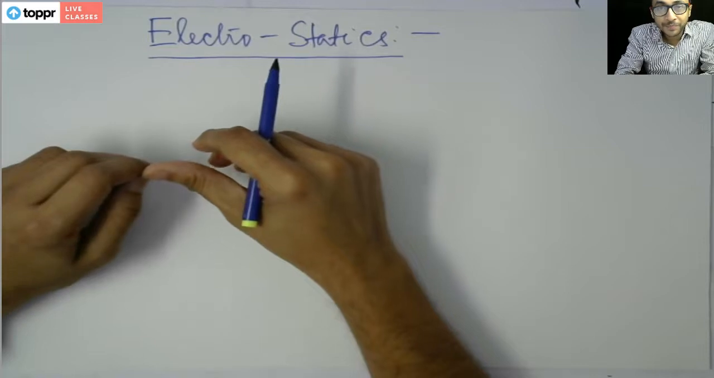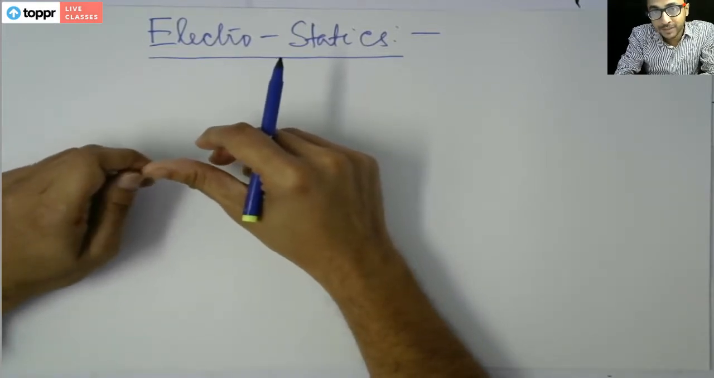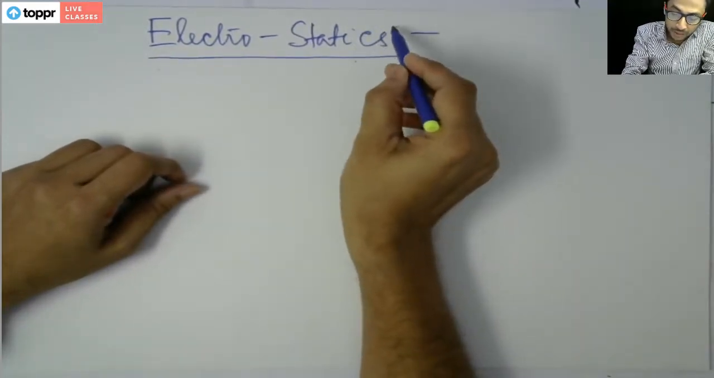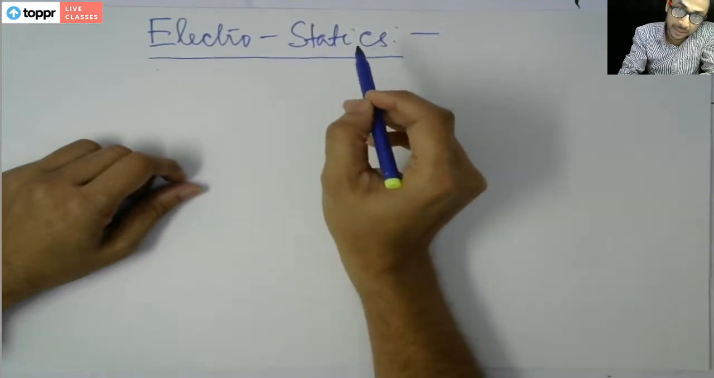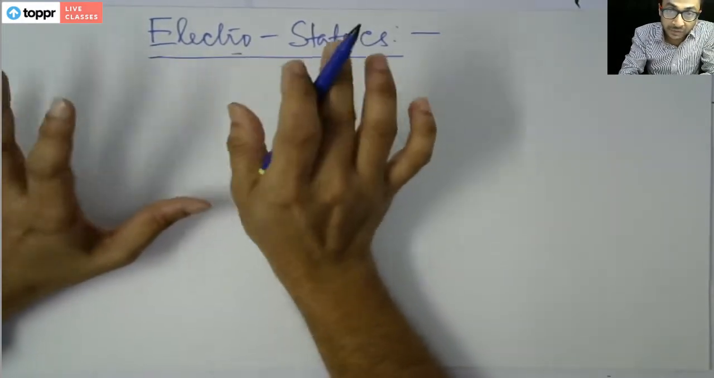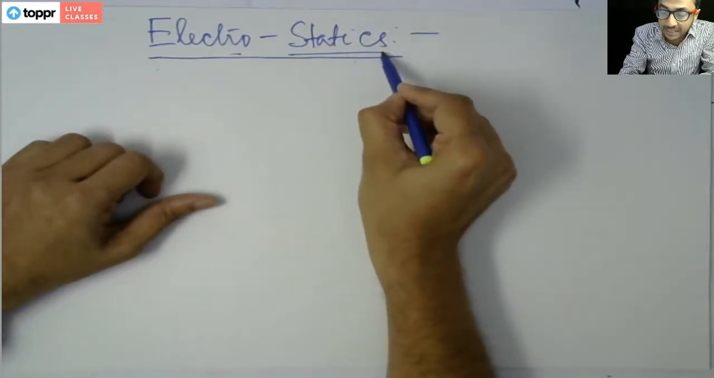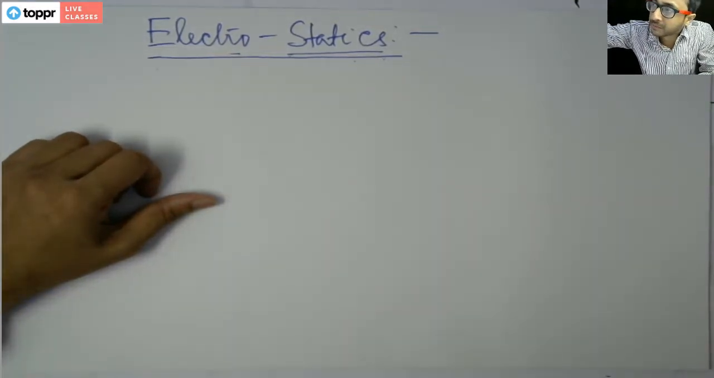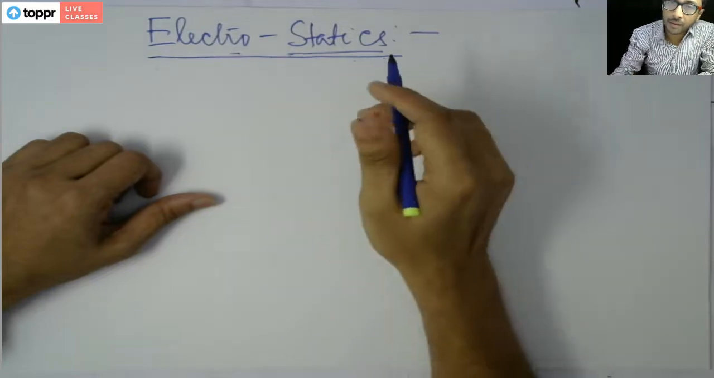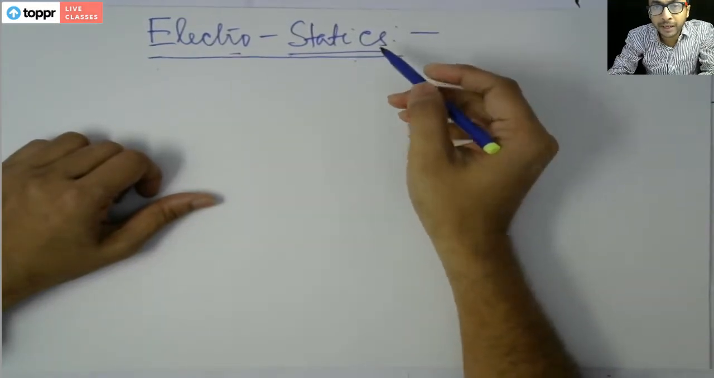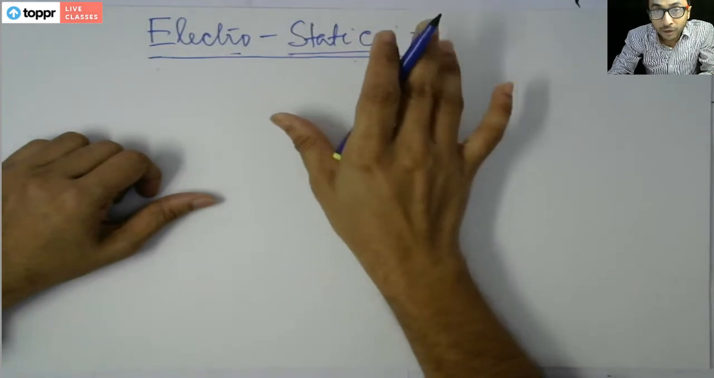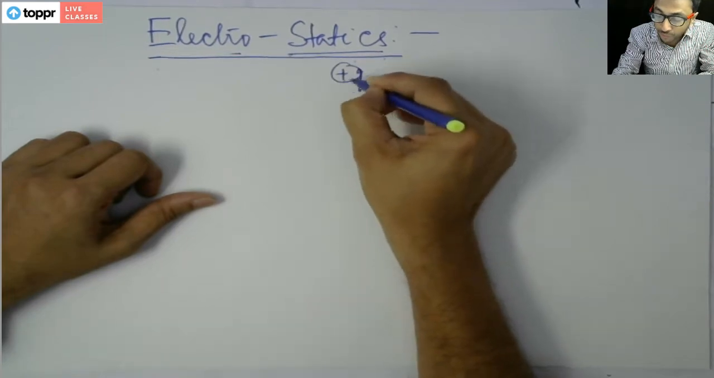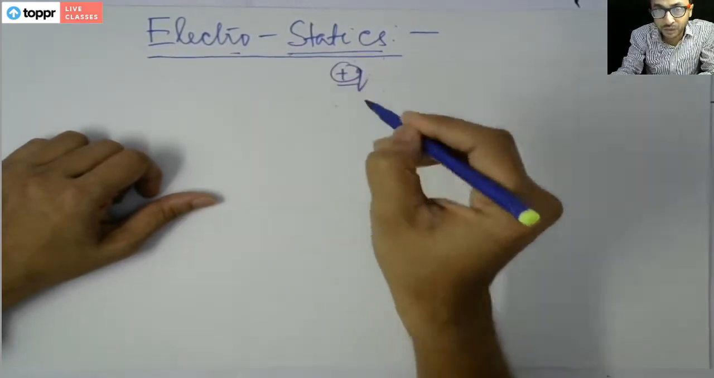Good afternoon, students. We are back once again with another topic of physics, which is electrostatics. Now, by the word electrostatics, what do we understand? Electro definitely deals with electricity, but with statics we mean when the charges are not moving, they are static. What are the properties associated with the charges?